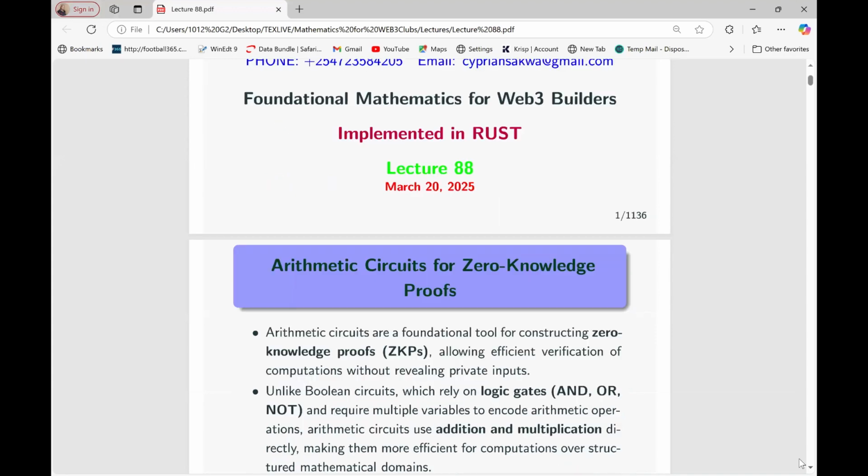So as I've said, the arithmetic circuit will just be a foundational tool for constructing zero knowledge proofs. So for us to write zero knowledge proofs, we need to know how to write the arithmetic circuits. Arithmetic circuits are just equations, and we'll be having signs like addition and multiplication, and then equality. So these equations will be assisting us to do computations and verify computations of zero knowledge proofs.